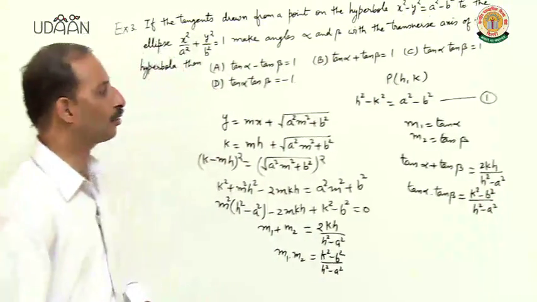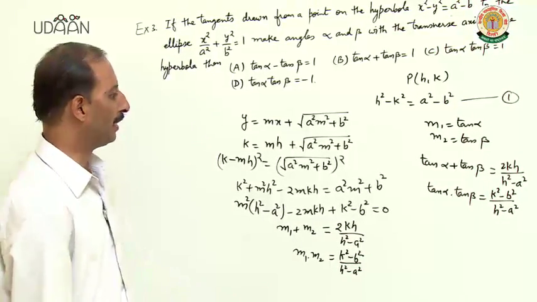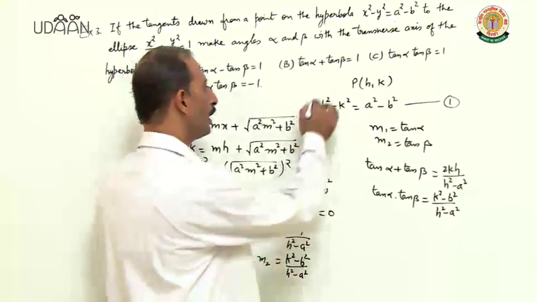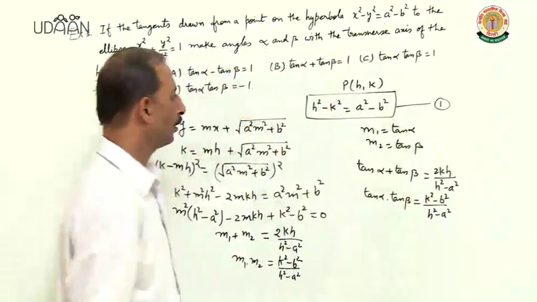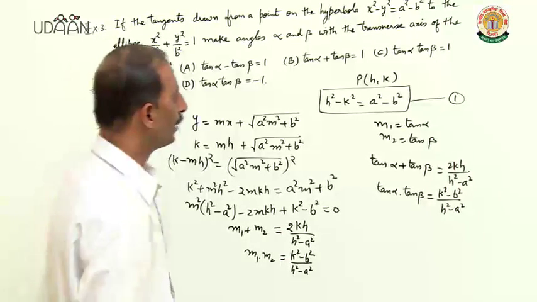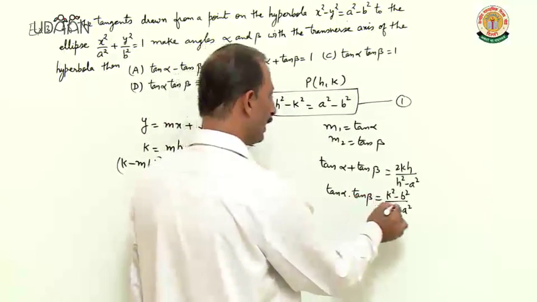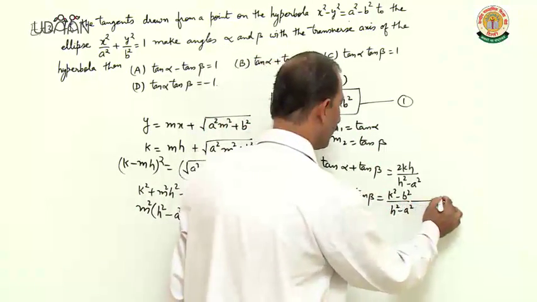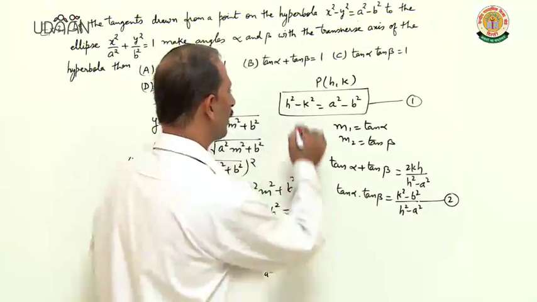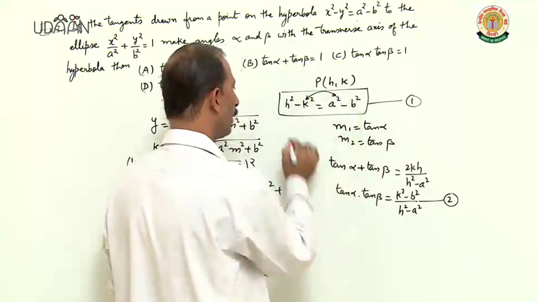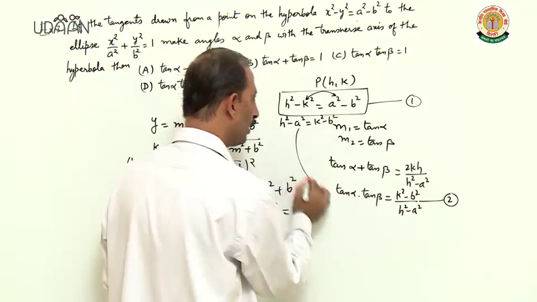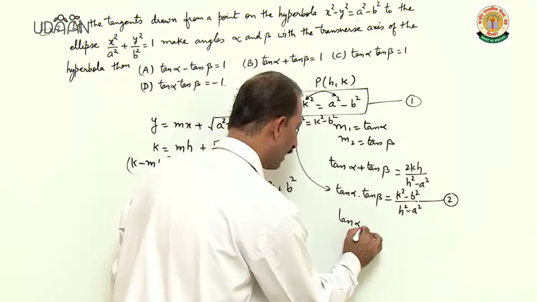Now we have to find out the locus of h and k. So put the values here from equation 1. The value of h square minus k square is equal to a square minus b square. Now in the second equation, from here find out the value of k square minus b square. Transfer the terms, you will get h square minus a square is equal to k square minus b square. This value substitute over here, you will get tan alpha into tan beta is how much?